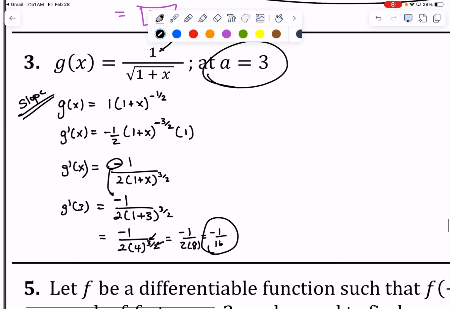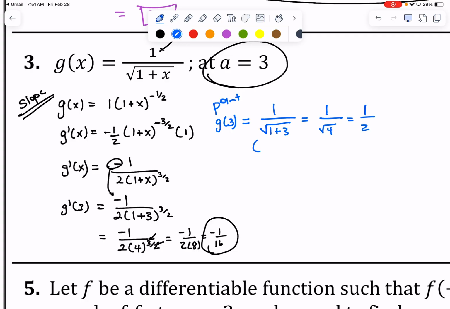Now, what have I not done? Find the point. Got to find the point. The point, it's nothing but the point. All right, 1 plus 3. It's 1 over the square root of 4. What's the square root of 4? 2. So it's 1/2. The point is 3 comma 1/2. So we've got our slope, which is negative 1/16. We've got our point, which is 3 comma 1/2. So we have the point and nothing but the point, so help you God.